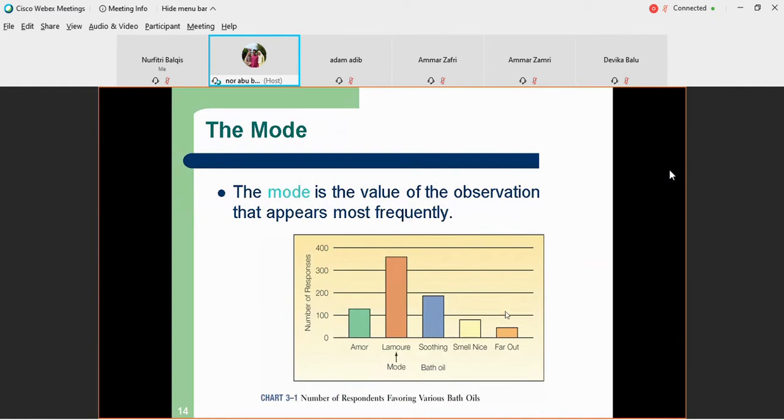Okay, mode. Mode is simply the most frequent value. In this case, you have a bar chart, and you can see the tallest one is this. So this is the mode. You can represent this as the most frequent.